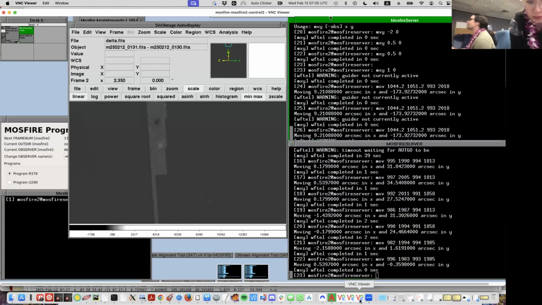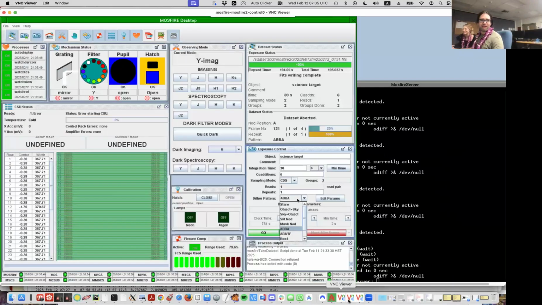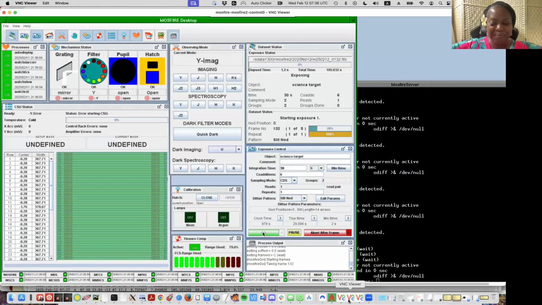So now what we're going to do is we're going to go into the slit. So there's the killer asteroid. We got it. It looks so menacing. Okay, so now we're going to set up a slit nod. And then yes, we want to do Y. So let's do some Ys. Okay, so here we go, some Ys.